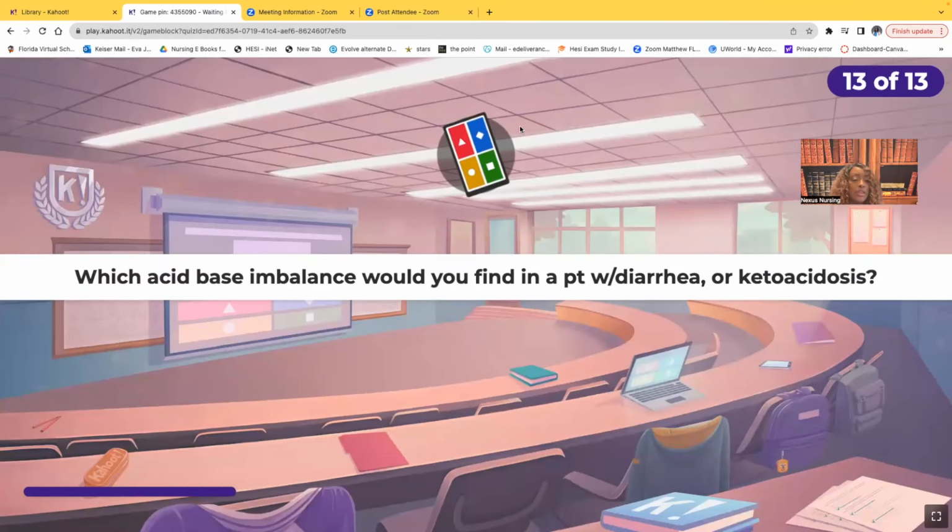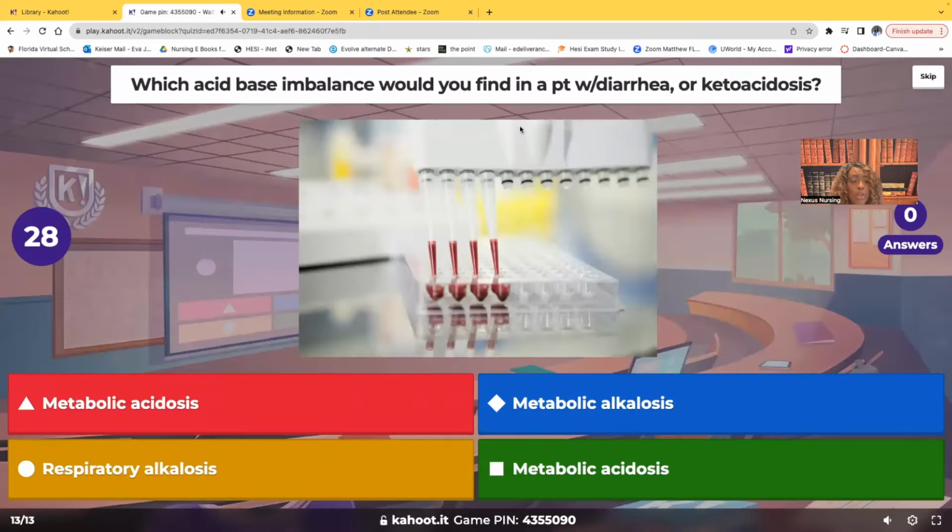Ooh, last question. Thank goodness. Which acid-base imbalance would you find in a patient with diarrhea or ketoacidosis? Would it be metabolic acidosis? Would it be metabolic alkalosis? Would it be respiratory alkalosis? Or, oh, wow. I meant to put respiratory acidosis. Oh, gosh.